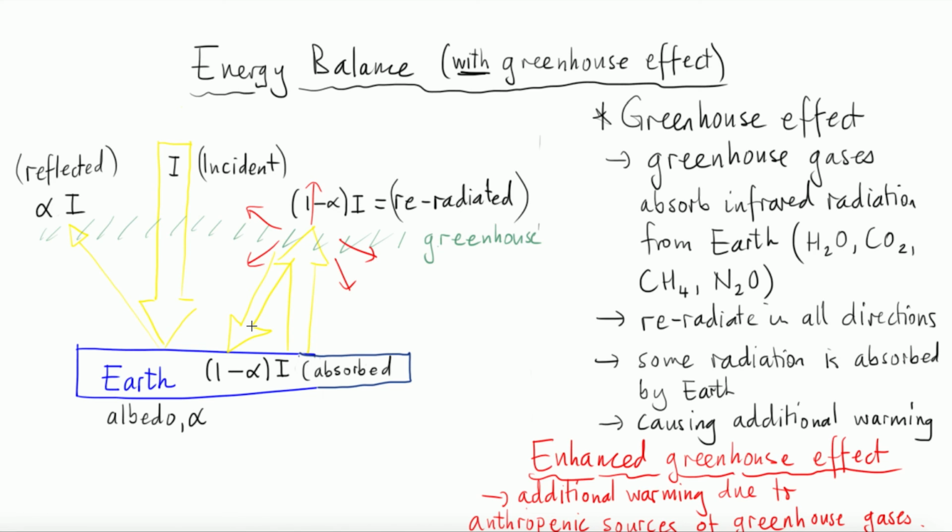So the greenhouse effect is caused by these greenhouse gases: water, carbon dioxide, methane, and so on. The energy is absorbed and re-radiated in all directions, some of which is absorbed by the Earth, causing additional warming. That's the greenhouse effect. However, the enhanced greenhouse effect is the additional warming due to anthropogenic sources of greenhouse gases, i.e. humans burning fossil fuels, which is less good, because then that can heat up the planet to higher temperatures, which has some bad consequences.